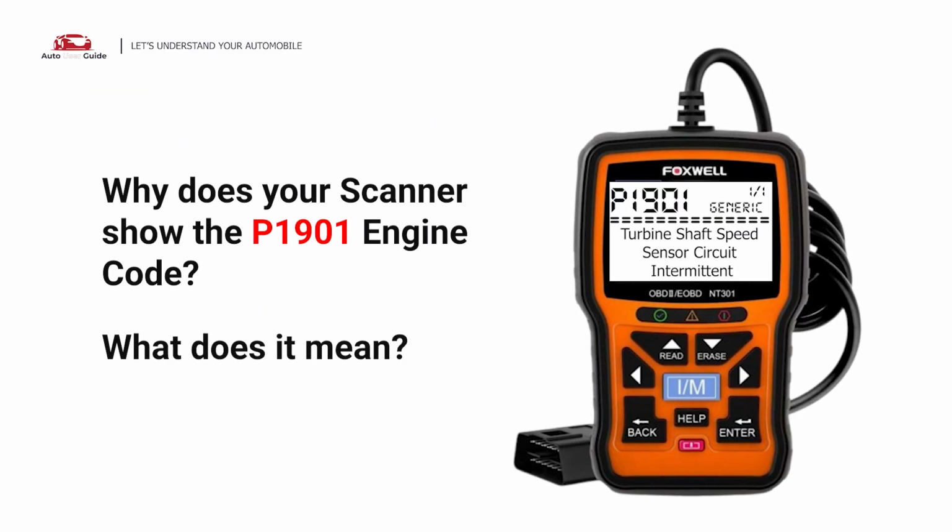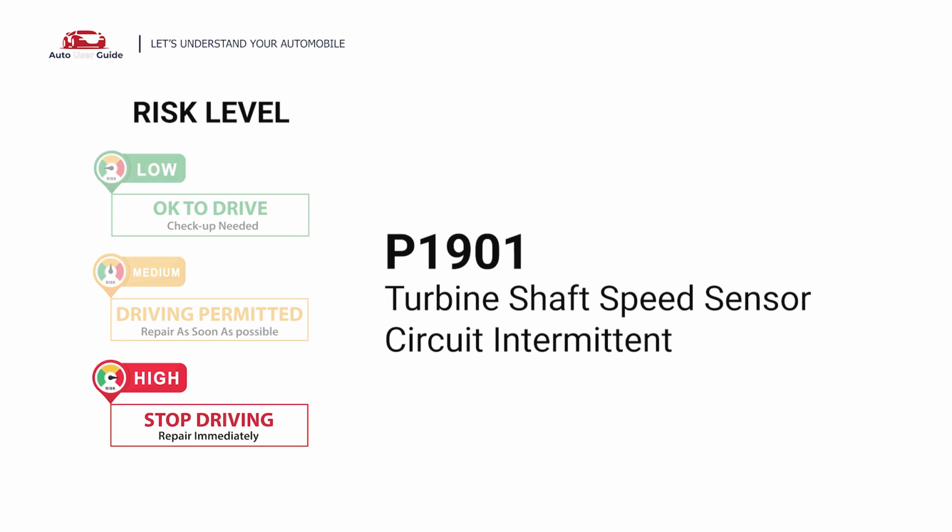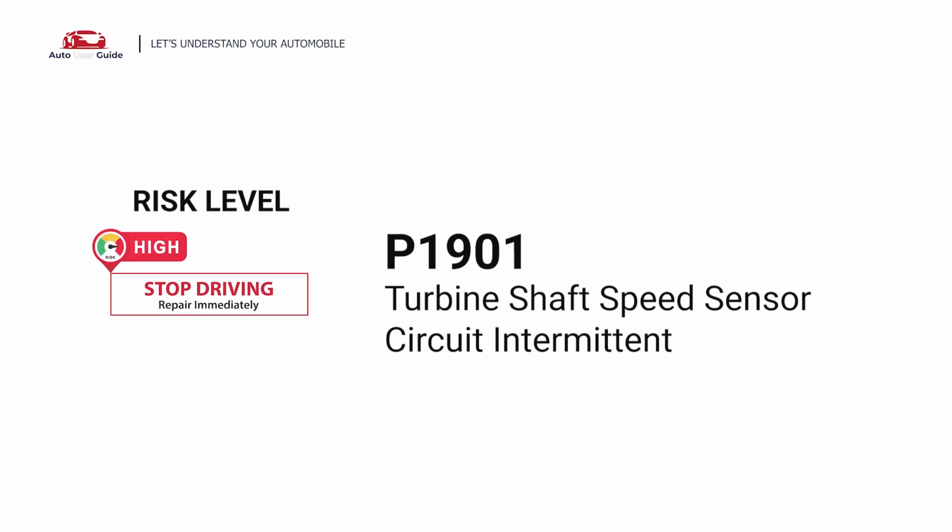Why does your scanner show the P1901 engine code? What does it mean? P1901 is a diagnostic trouble code for turbine shaft speed sensor circuit intermittent.